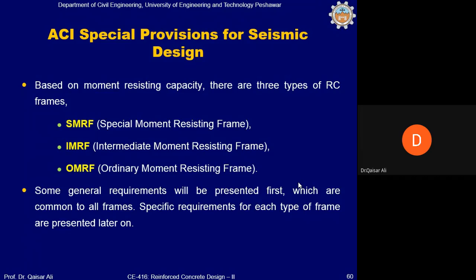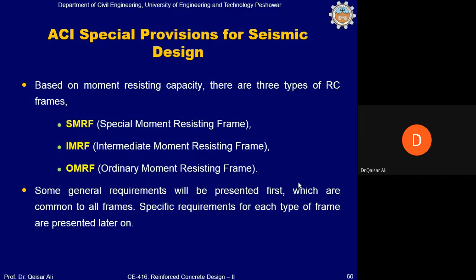In zone 2A and 2B, a special moment resisting frame is preferable and recommended, but IMRF is also allowed by the code. In zone 1, SMRF and IMRF are both allowed, and if somebody wants to use OMRF, he is allowed to use it in zone 1. Most of the time, even in zone 2A and 2B, we prefer using a special moment resisting frame because of its special capacity in energy dissipation.